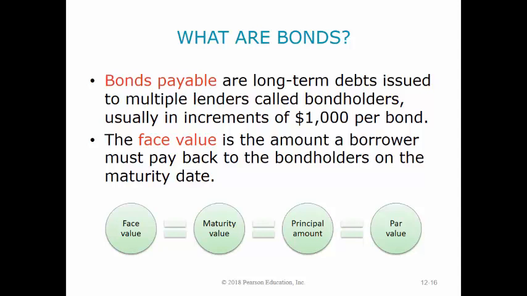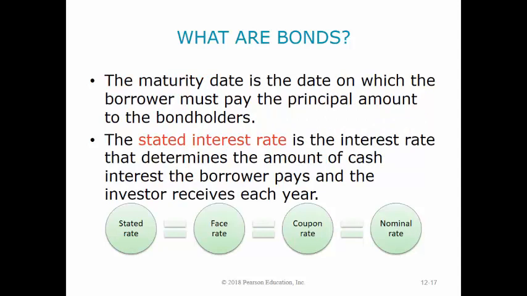The face amount is the amount a borrower must pay back to the bondholders on the maturity date. Face value is also called maturity value, principal amount, or par value. The maturity date is the date on which the borrower must pay the principal amount to the bondholders.